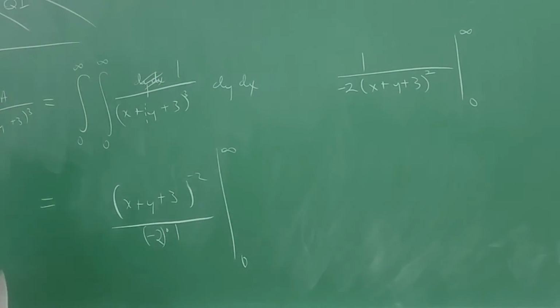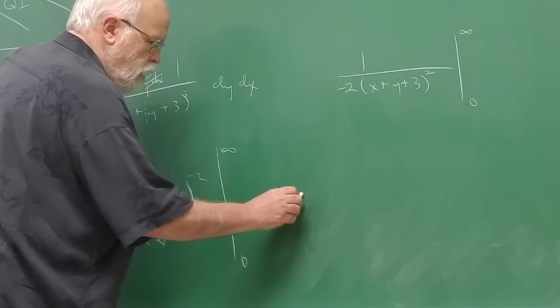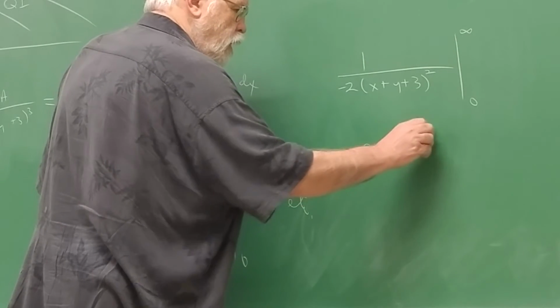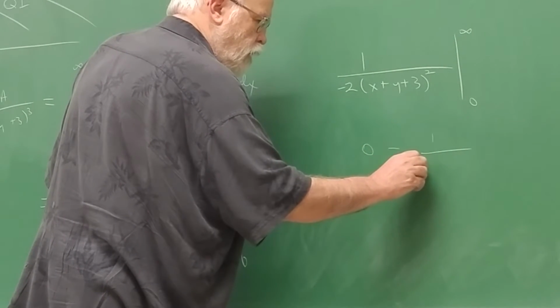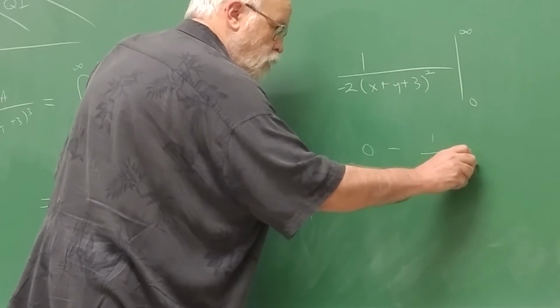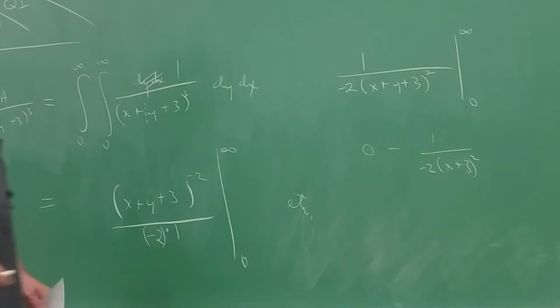And I'm just going to say etc. at this point. So the infinity gives you 0. And then I have a minus 1/2 times x plus 3 squared. What now? And that'll be positive.